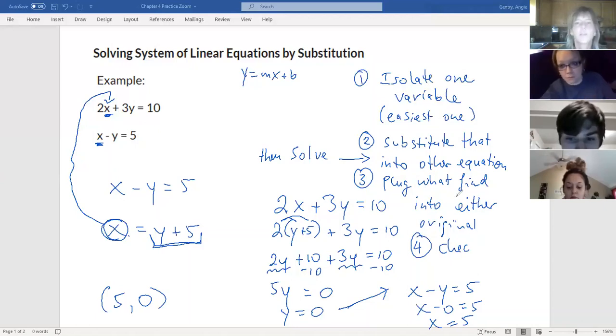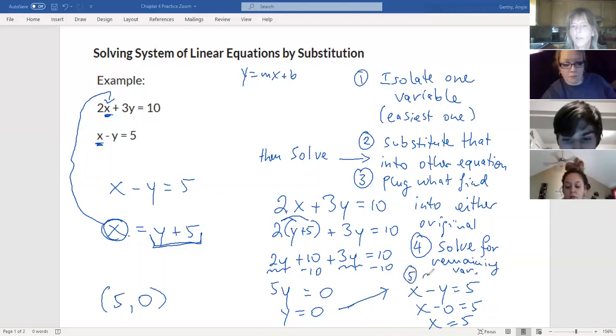Plug what you find into either original. Hang on a second. You see, solve again. You're going to solve for the remaining unknown variable, and then you have your ordered pair, and then you're going to check. You should check it in either original. So this is how they'll ask you to check, and then I'll show you what else you could have done to check.